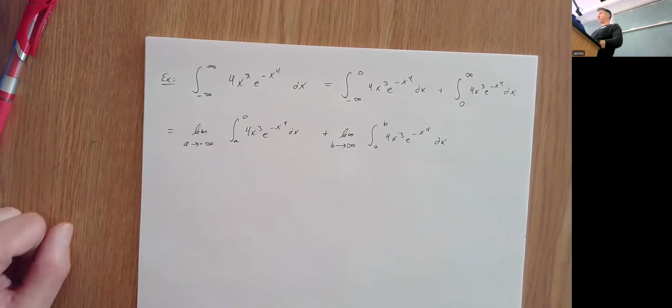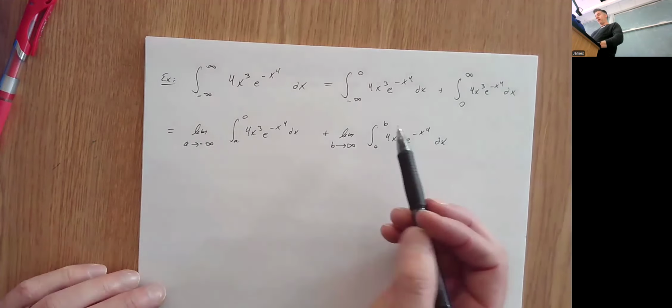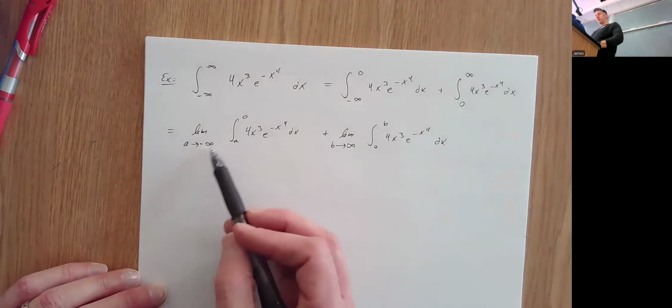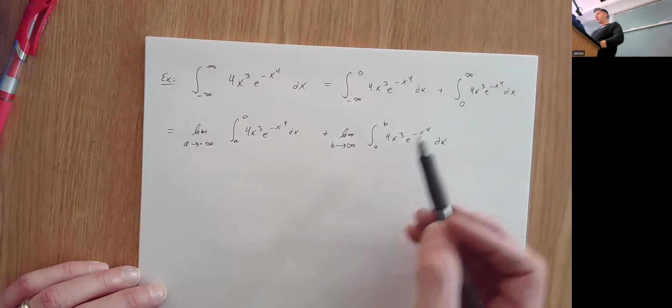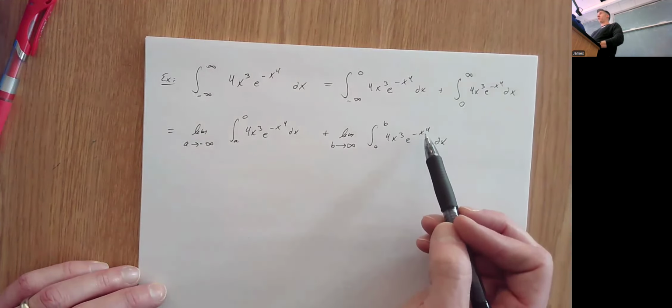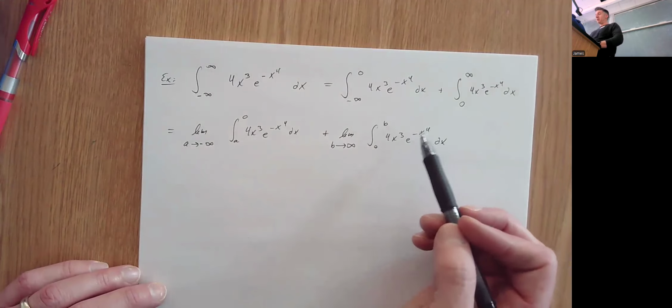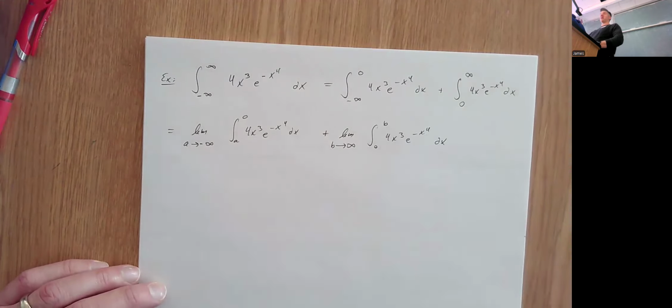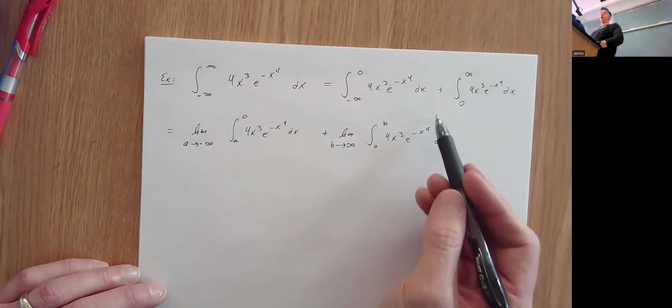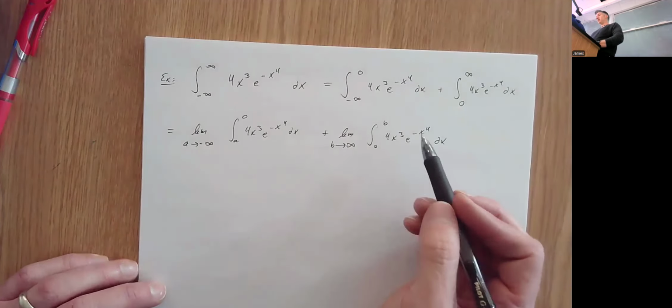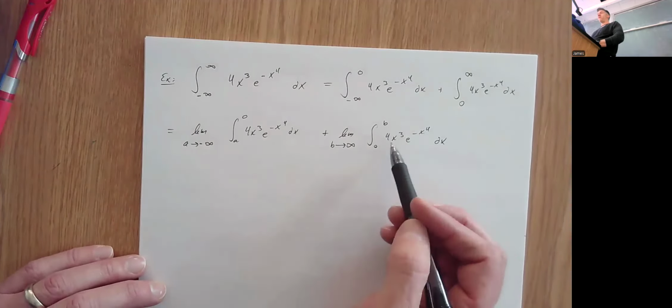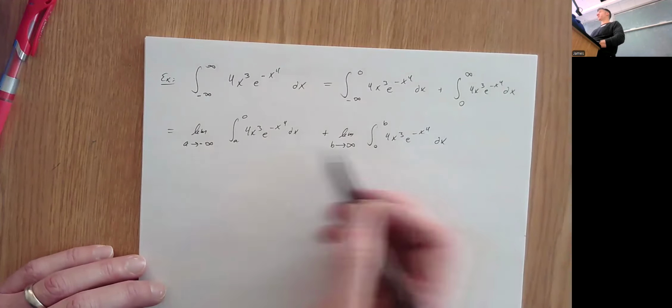I think both of these are going to be convergent, because whether your x is going to positive or negative infinity, x to the fourth is positive infinity, and then e to the negative infinity is going to get real small. I think that e to the negative infinity, or 1 over e to the positive infinity, is going to overpower the 4x cubed. I'm pretty sure both of these are going to converge.